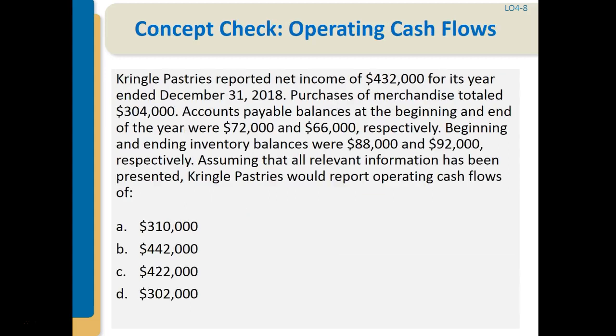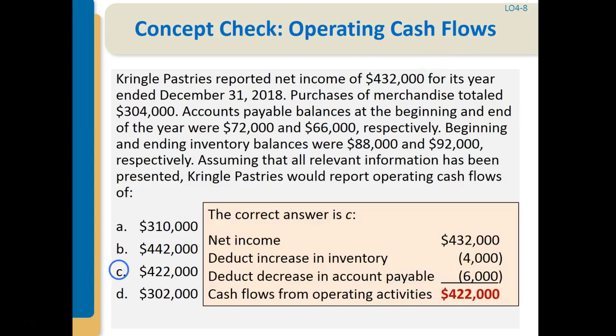Another one, Kringle Pastries reported net income of $432,000 for its year ended December 31st. Purchases of merchandise totaled $304,000. Accounts payable balances at the beginning were $72,000 and at the end $66,000. So that shows we paid out more of the accounts payable because it went down. Beginning and ending inventory balances were $88,000 and $92,000 respectively. Assuming that all relevant information has been presented, what would Kringle Pastries report of operating cash flows?